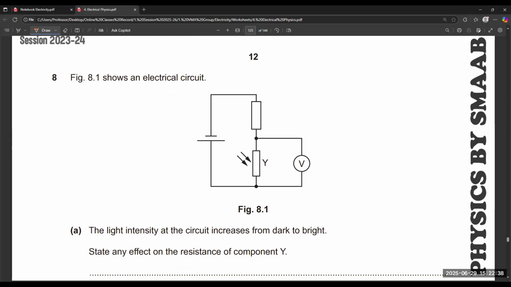Okay, question number 8. Again, we have an electrical circuit just like a potential divider, but we have different components now. Light intensity at the circuit increases from dark to bright. State any effect on the resistance of component Y. So light intensity increases from dark to bright, and we state the effect on the resistance of component Y.